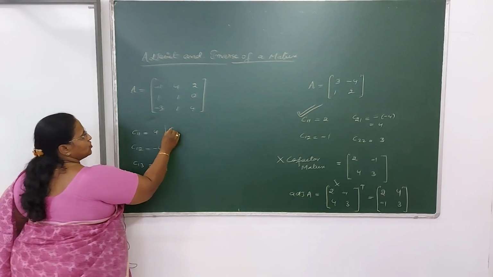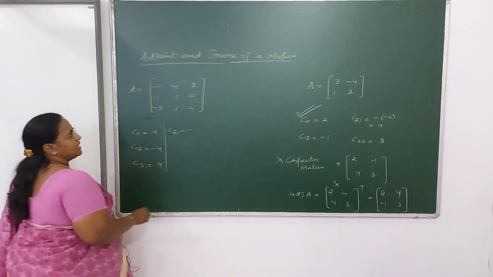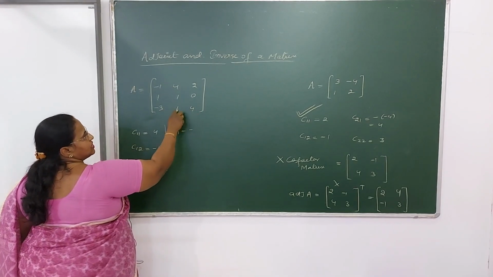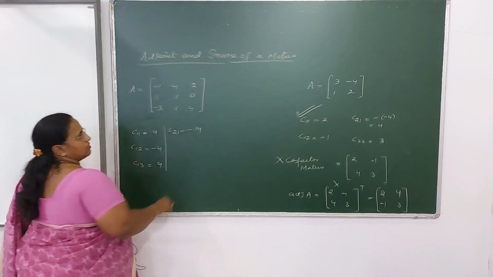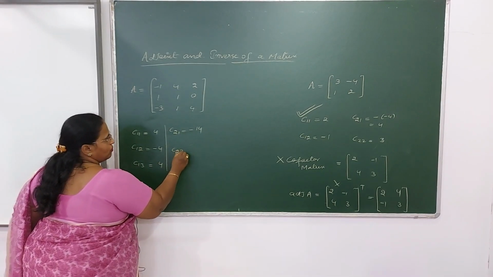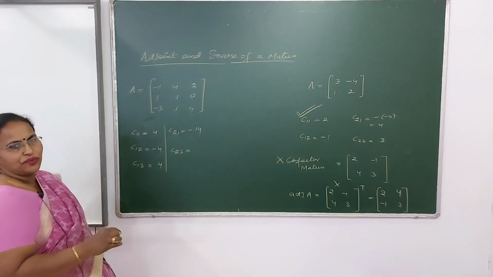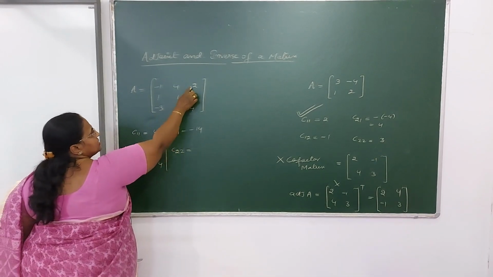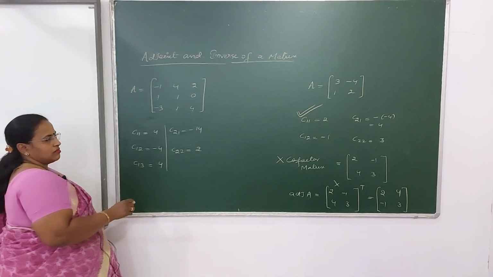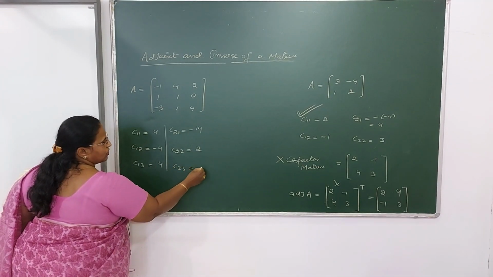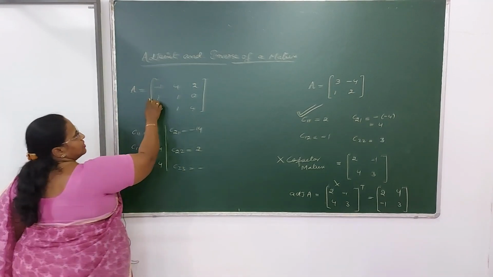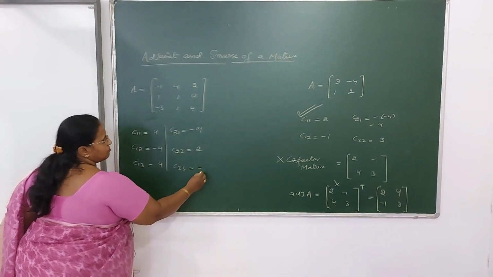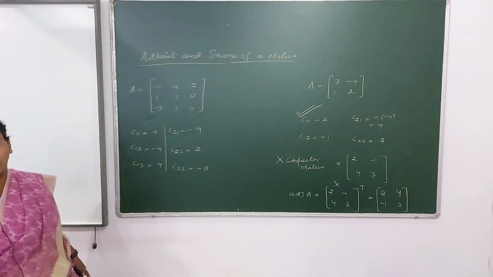Now moving to the next row, C21, 2 plus 1 odd, place a minus sign. Delete the second row and the first column. So it's 4 into 4, 16 minus 2, it's 14. C22, 2 plus 2 even, nothing to mention. Second row, second column deleted. It's minus 4 plus 6, it's coming plus 2. C23, second row, third column, place a minus sign. Delete the second row and the third column. It's minus 1 plus 12, so it's minus 11.